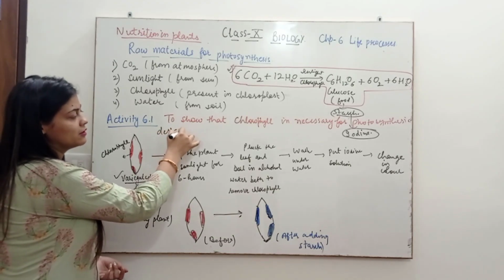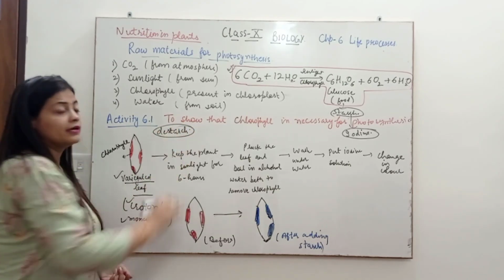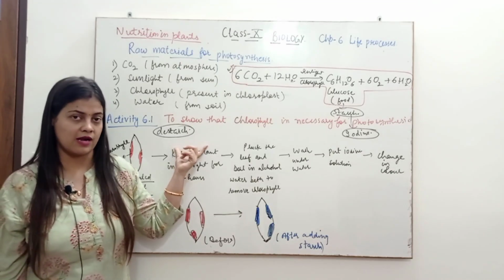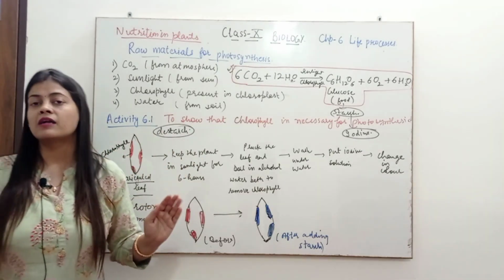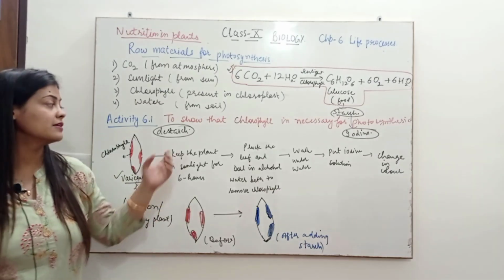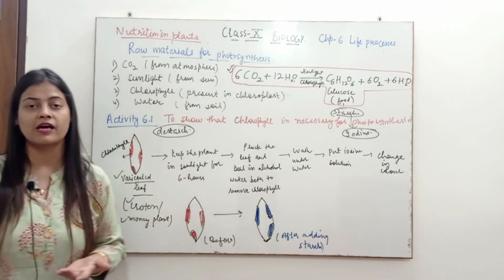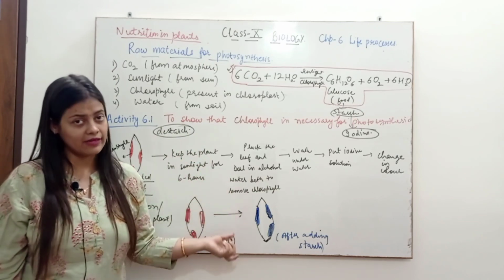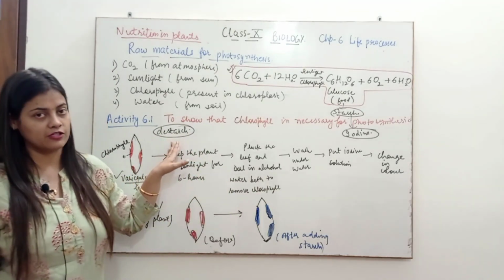Now, whenever we perform any activity related to photosynthesis, first we need to destarch the plant. Now what is destarching? Destarching means, you know that starch is the stored food material for plants. Till the plant is in the sunlight, it will prepare starch. Obviously all the things are there, but if you want to see the actual result or 100% correct result, we have to first destarch the plant.